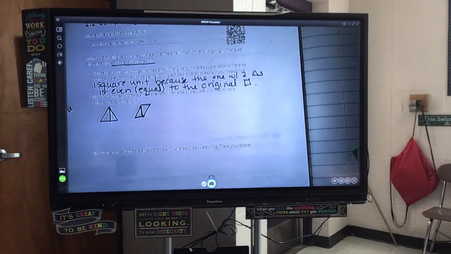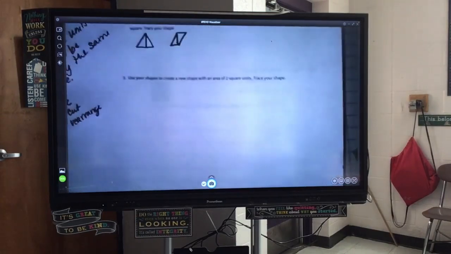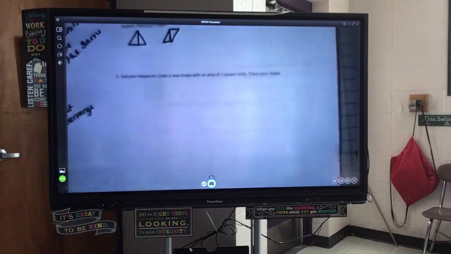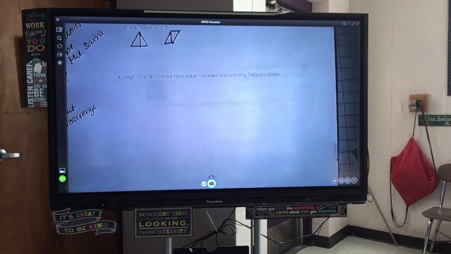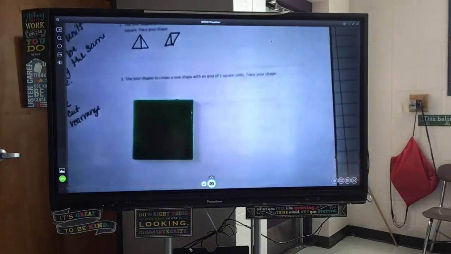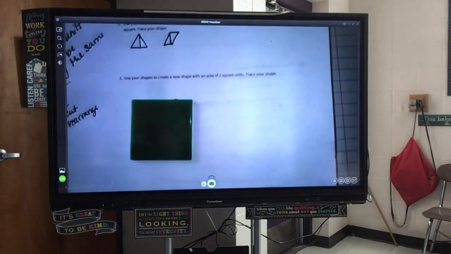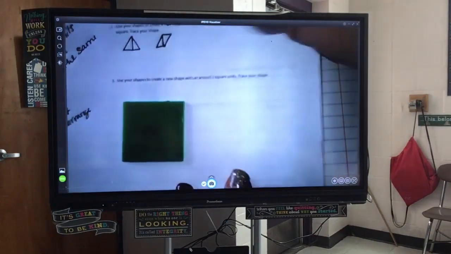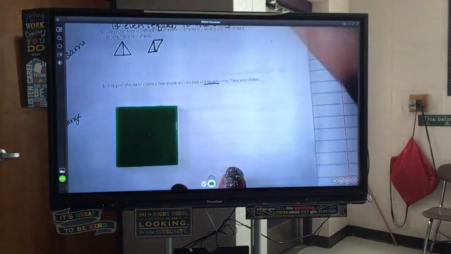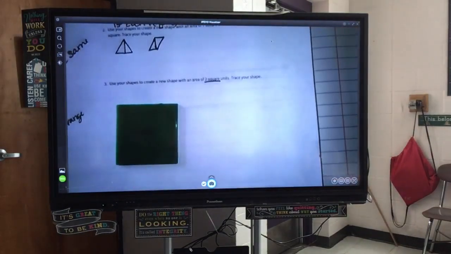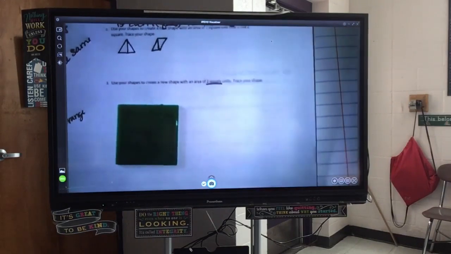All right, number 3. It says, use your shapes to create a new shape with an area of 2 square units. So again, our original square unit is our square. So now you are essentially trying to make a shape that equals 2 square units. When you have that shape, stand up. I'm going to set the timer for a minute, but we should be able to get it before that minute.